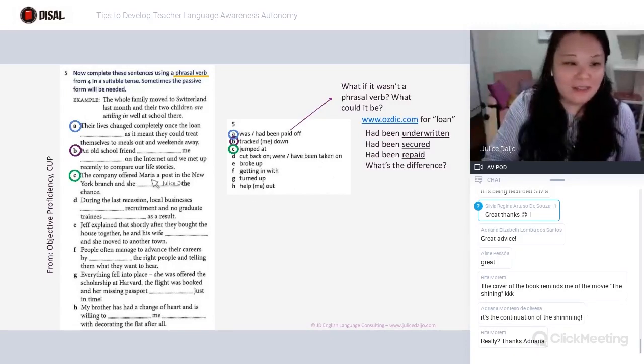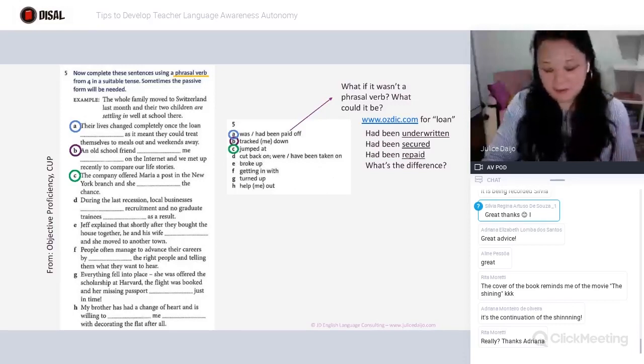And then you keep going. So next question would be letter B. An old school friend tracked me down on the internet, and we met up recently to compare our life stories. So a friend tracked you down.